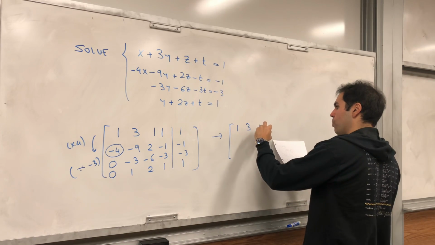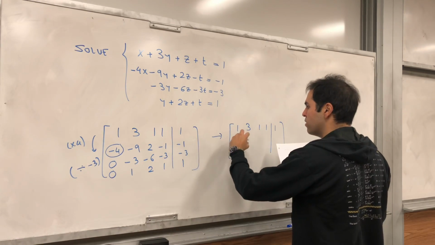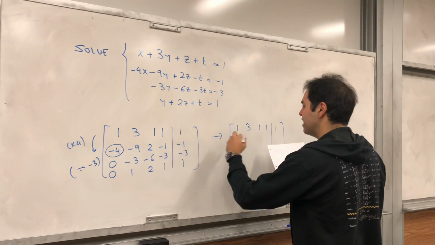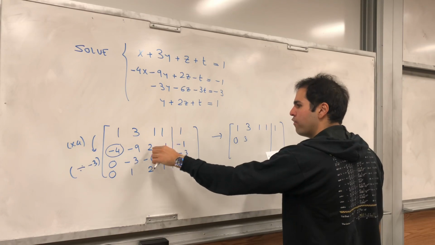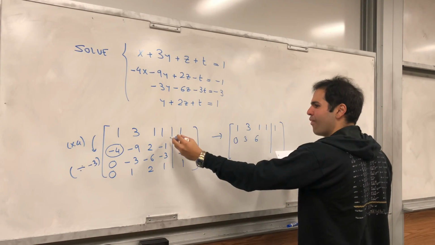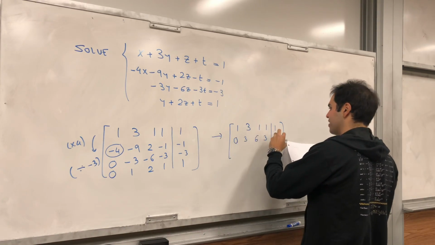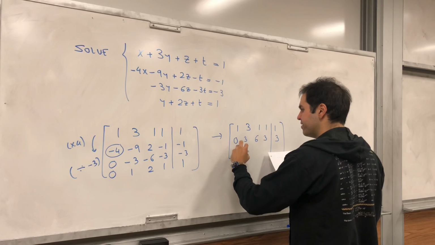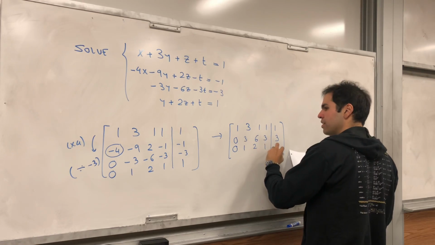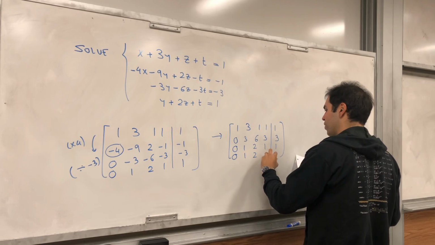1, 3, 1, 1, 1. And then 0, 12 minus 9, it's 3. 4 plus 2, it's 6. 4 minus 1 is 3, and then 4 minus 1 is 3, and then 0, 1, 2, 1, 1.